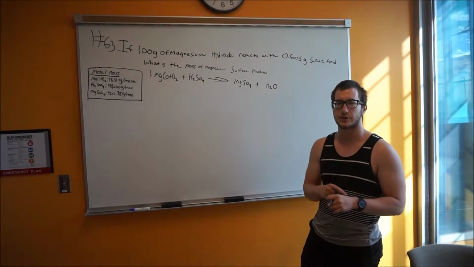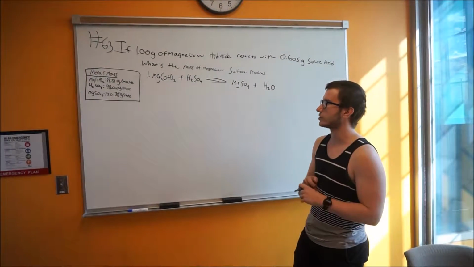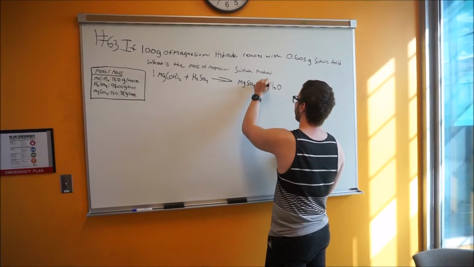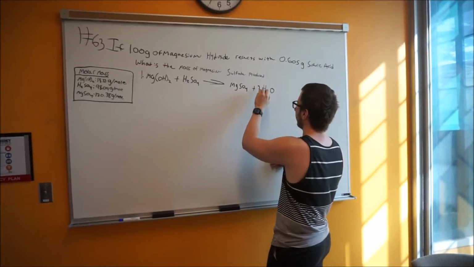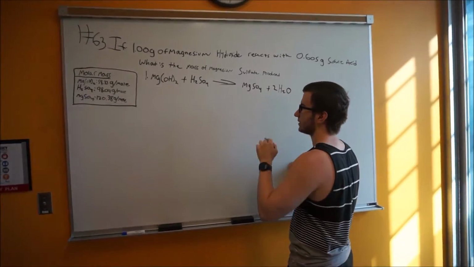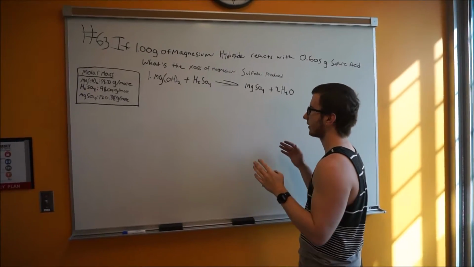So first things first, I started off by balancing the equation, which I'll do for you here just because it's nice and quick. The only thing that needs to change is you need to put a little 2 in there to balance the hydrogens and the oxygens from both sides. So that was the first step.